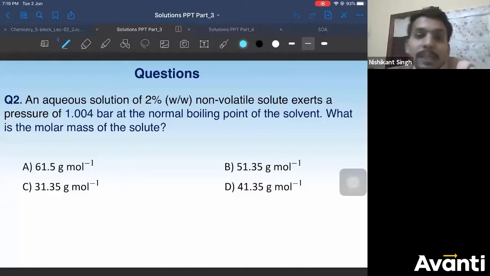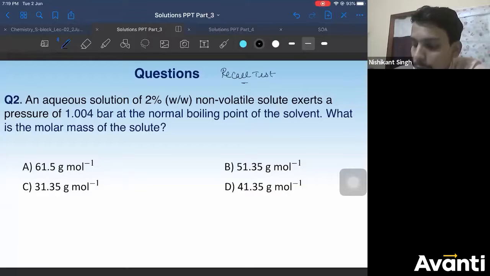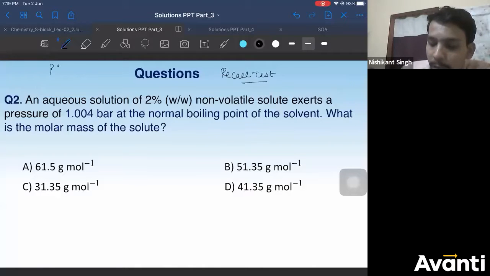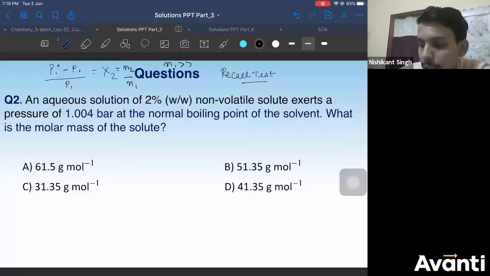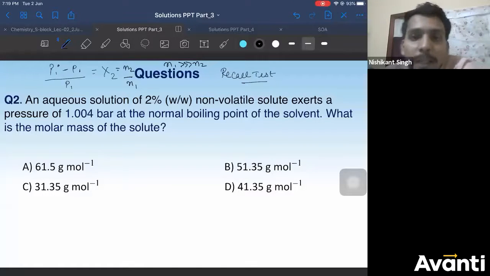Right. So let's start with a problem on yesterday's topic. It's a recall test for you. I'll just write the formula we had derived: (P naught 1 minus P1) by P naught 1 was equal to the mole fraction of solute. And this we had assumed was N2 by N1, because N1 was very, very much greater than N2. This is what we had studied, right? So kindly go through it. If you have any doubts, please ask.